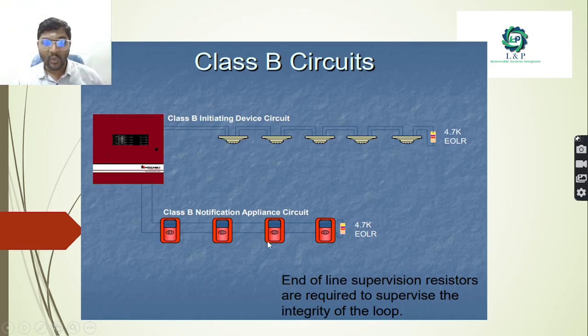Even in class B notification application circuits we have end of line resistors. Mostly we use these end of line resistors in order to supervise the integrity of the loop. We need these devices. This is a class B circuit.